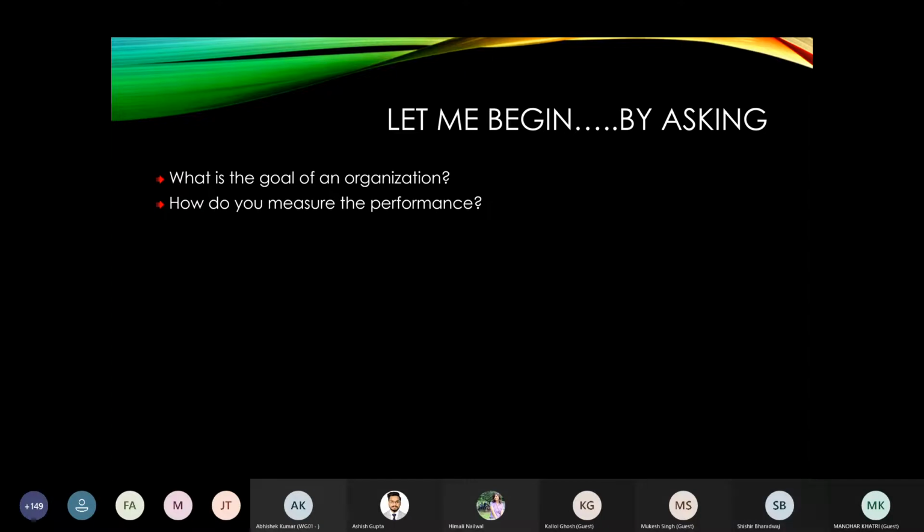Second is, if you know the goal, how do you measure the performance? That means how much of the goal are you achieving? And the third is, how do we know that the future is secure? These are the three fundamental questions which plague most organizations. So sometimes people say profit is my goal. Sometimes people say looking after my human resource is the goal of my organization, and things like that.